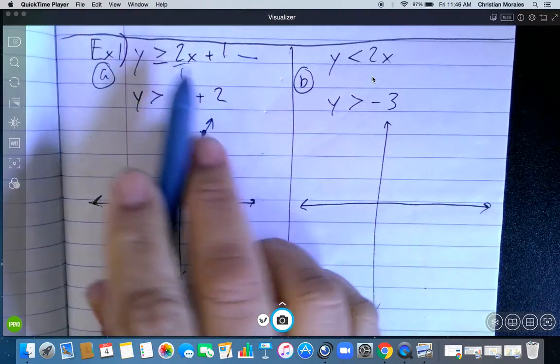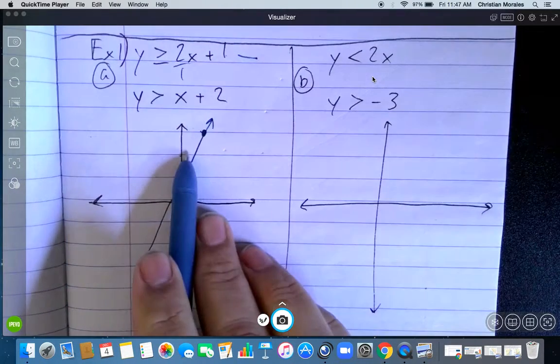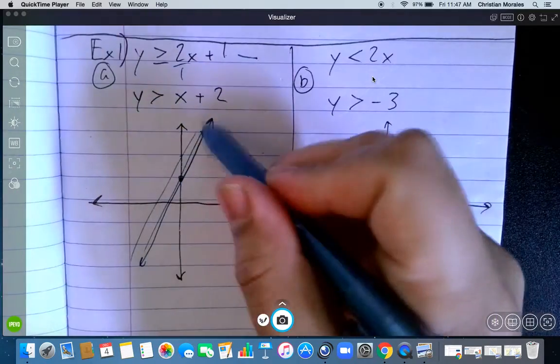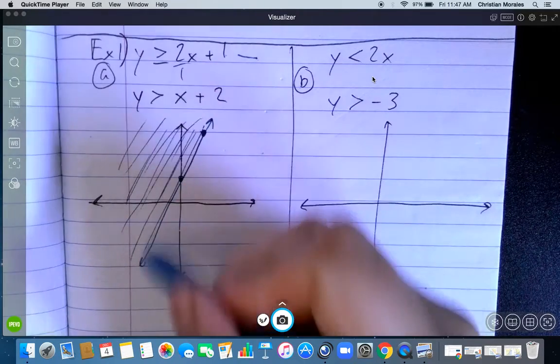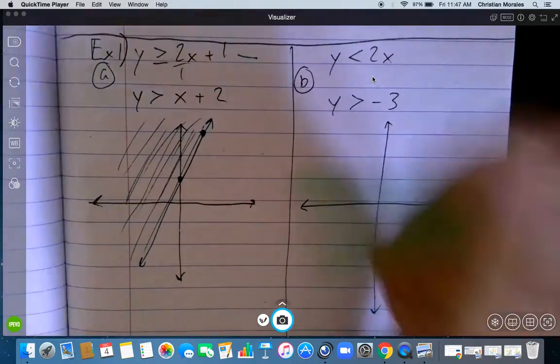Okay, and now for the shading. Y is greater than the line. So greater than is above. So I'm going to shade above the line up here. Okay. Now, normally you would be done here, but because this is a system, the second equation has to go in the same graph.